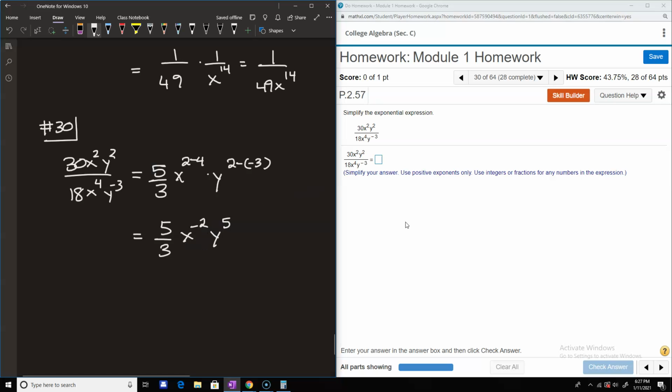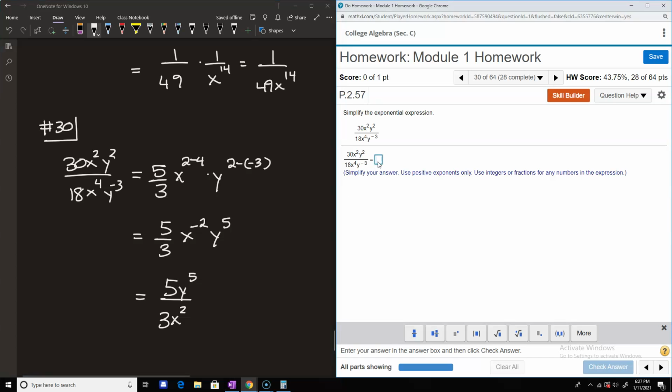Now they want us to only use positive exponents. So that means this x to the negative 2 is going to go to the bottom and become a positive exponent. So we're going to be left with 5y to the 5th on top, and then on the bottom we'll have 3 times x squared, making sure that exponent is positive. And that's going to be our final answer here: 5y to the 5th over 3x squared.